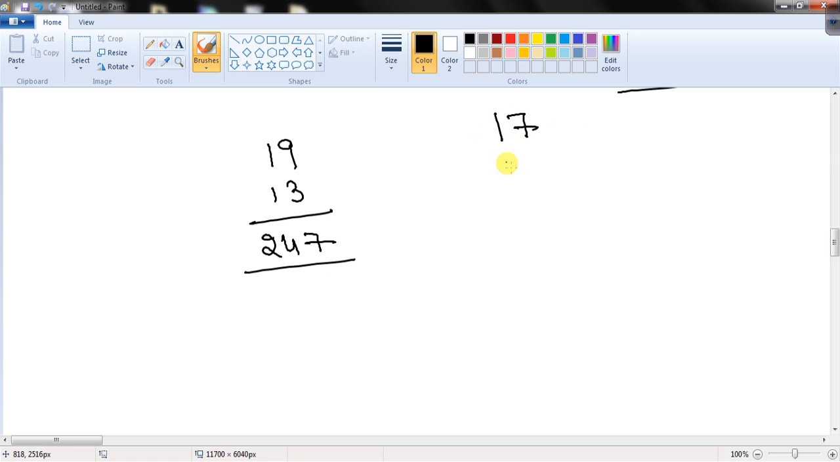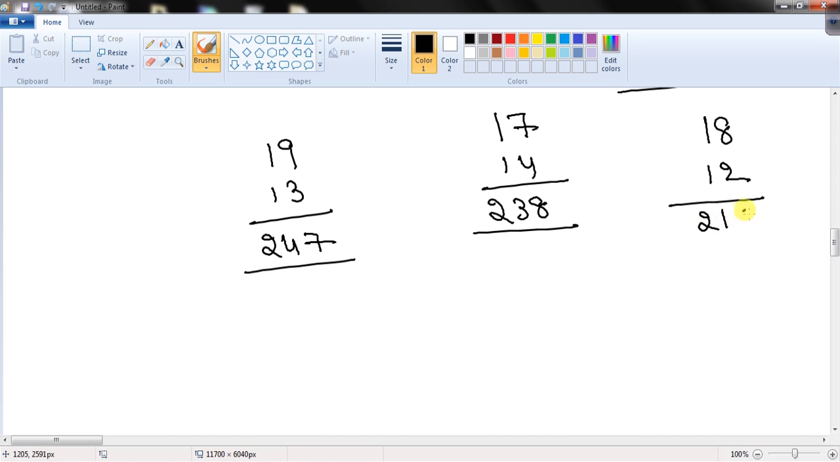Next. 17 into 14. 17 plus 4 is 21. 210. 7 4s are 28. 210 plus 28, 238. 18 into 12. 18 plus 2 is 20. 8 2s are 16. 200 plus 16.